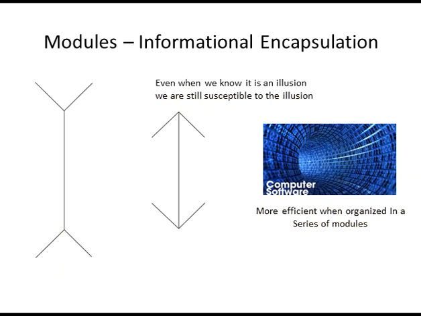So, let's look at modular informational encapsulation. Even when we know it is an illusion, we are still susceptible to the illusion. The illusion we see at the left here is an illusion. What our eyes are telling us, we know is incorrect information, but yet we still have no ability but to see what we see.